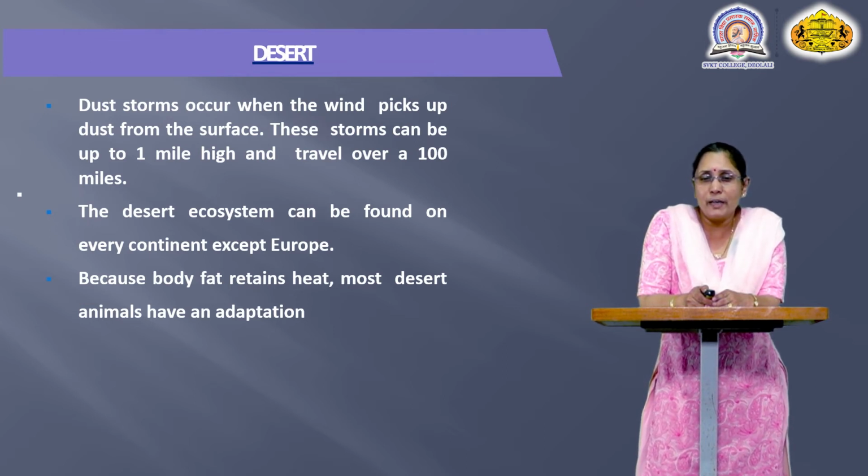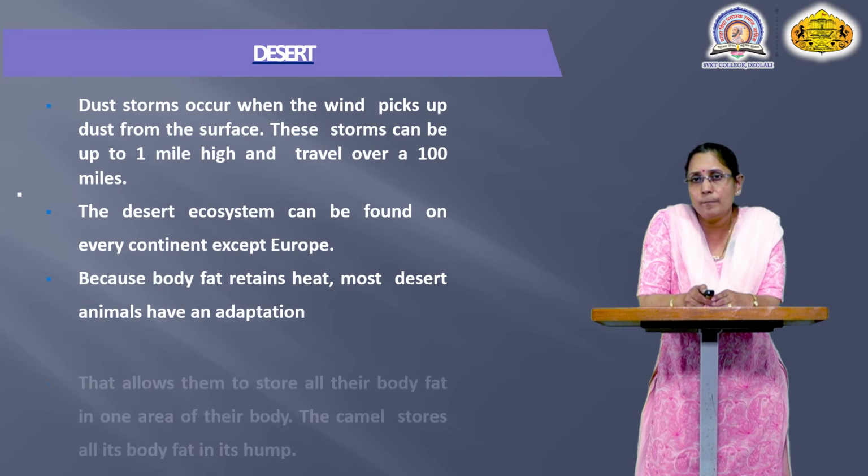Because body fat retains heat, most desert animals have an adaptation. It has been observed that body fat retains heat, so they show a particular ability to store this fat. This is how stored fat helps these animals fulfill the need for water as well as nutrients. So a specific type of adaptation can be seen in these desert animals.